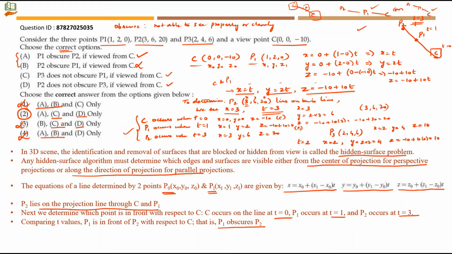So if P3 has to lie on the same projection line, it should have coordinates (2, 4, 10). But here it has (2, 4, 6), which makes it evident that P3 is not on this projection line. (2, 4, 6) can occur somewhere here, but not on this line. So it neither obscures nor is obscured by P1 and P2. P1 will not hide P3, and P2 will not hide P3 at the same time.